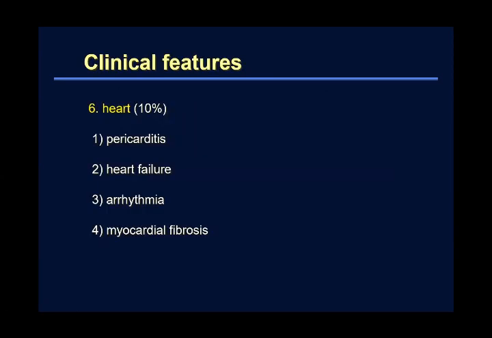Cardiac manifestation, I told you the patient can have pericarditis, heart blocks, myocardial fibrosis, arrhythmias, and can have congestive restrictive heart failure. Restrictive heart failure because the myocardium is fibrosed, it is unable to dilate. So it is a restrictive cardiomyopathy. The patient may present with acute chest pain with pericarditis.